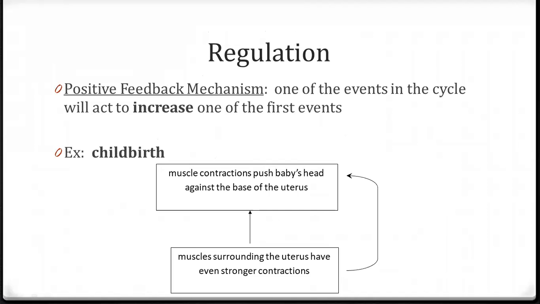A positive feedback mechanism is one in which the events in the cycle will act to increase one of the first events, like childbirth. So muscle contractions push the baby's head against the base of the uterus, and then this arrow should be pointing the other direction. Muscles surrounding the uterus have even stronger contractions, and it continues until the baby is born.